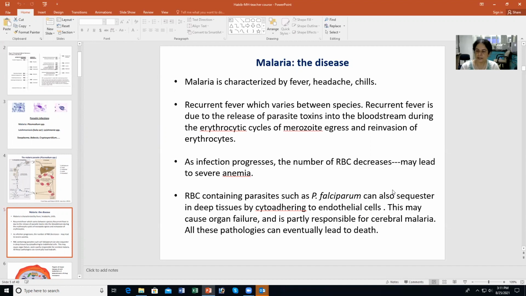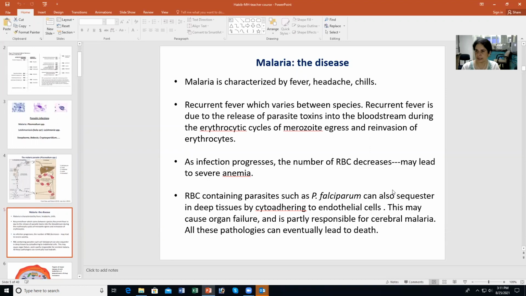As infection progresses, the number of RBCs keeps decreasing because the RBCs lyse and the merozoites are released. If the infection levels are very high, if the parasitemia in the person is very high, then the lysis of the RBCs is so high that the rate of formation of new RBCs cannot keep up with it, and this can lead to severe anemia.